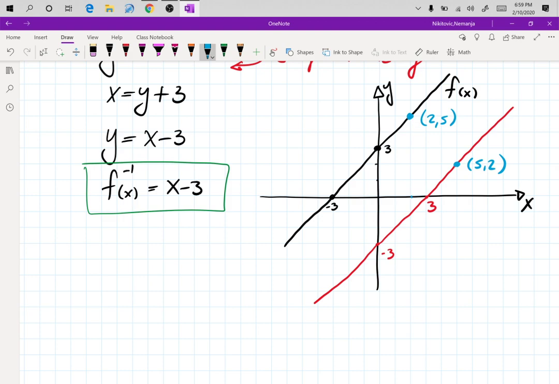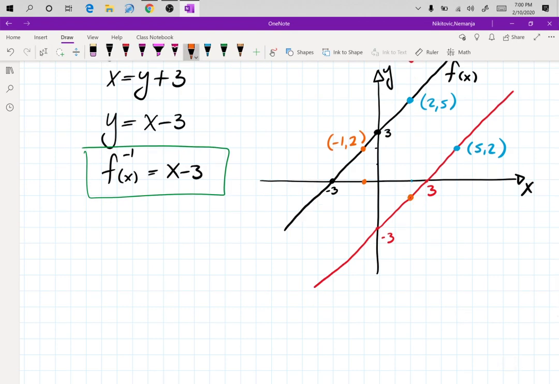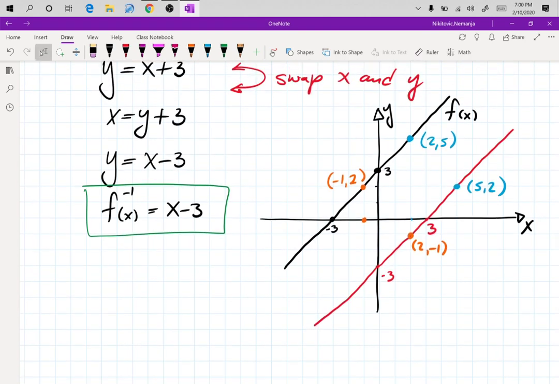Must. Let's pick another point on the black line. x equals -1. This value is -1, 2. So 2, -1 must exist on the red line. There it is. 2, -1 must exist on the red line, and it does. Okay, one more, and then we're done with the graph.